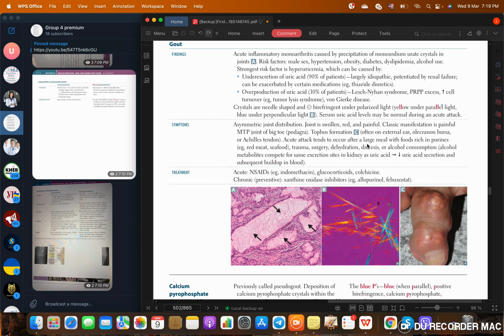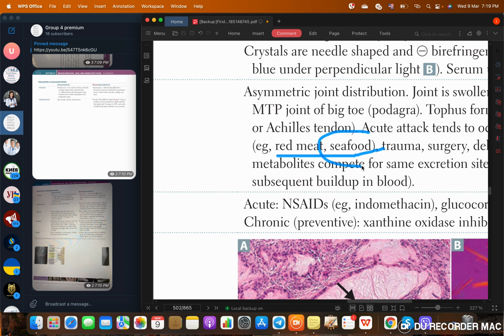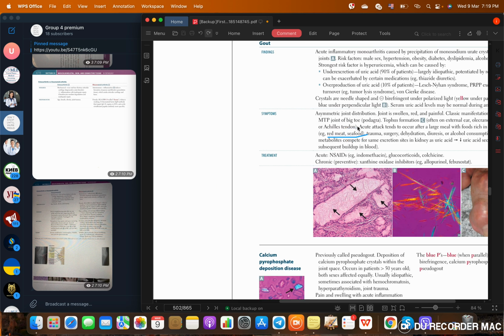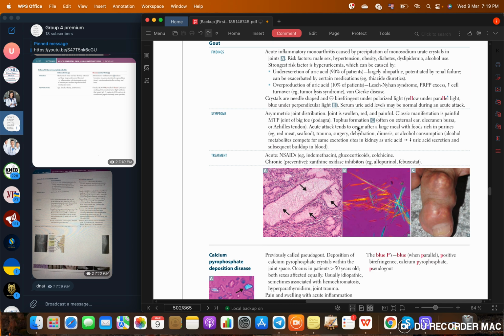Acute attacks tend to occur after a large meal with food rich in purines, like red meat and seafood. In addition, actually on the exam, they will give you somebody who had seafood plus wine, okay? Because both of these contain a lot of cells, right? It doesn't matter whether they are animal cells or plant cells, but basically they both contain cells, and when these cells are destroyed, they are going to release from the inside of them what? What will the cell release from the inside of it? It's going to release DNA and potassium, okay?